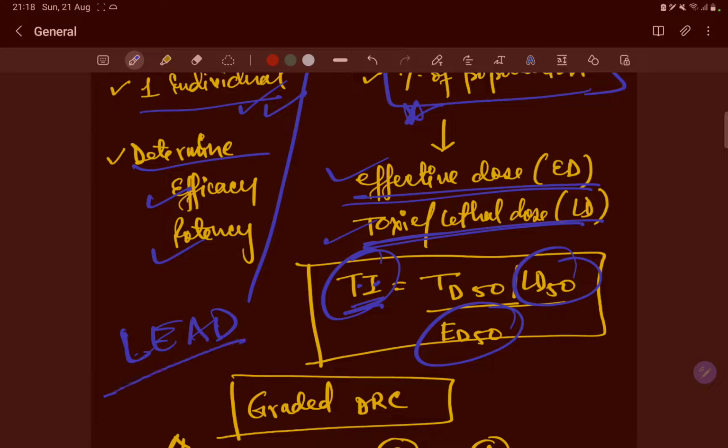LD50 and ED50: we can remember that one goes on top. Which comes first? L by E, so it is LD50 by ED50. This is how to remember it. Alphabetically E comes first, but it is the bottom one. So effective dose is the bottom one, right?